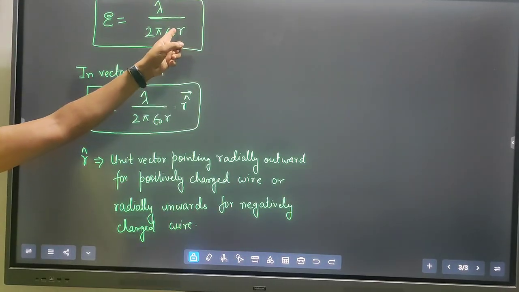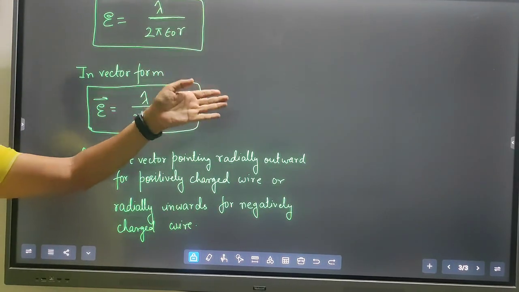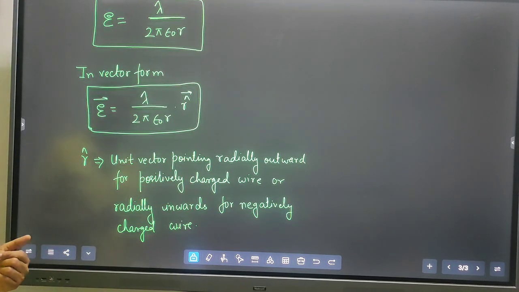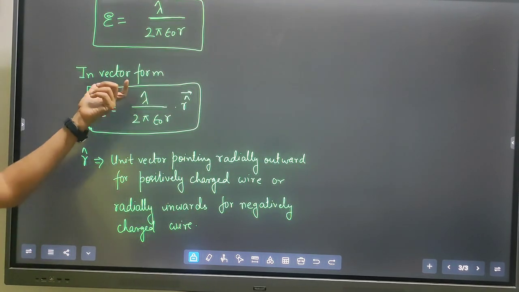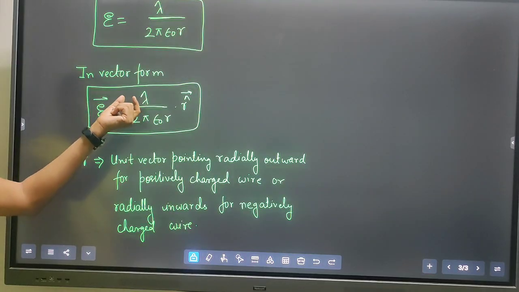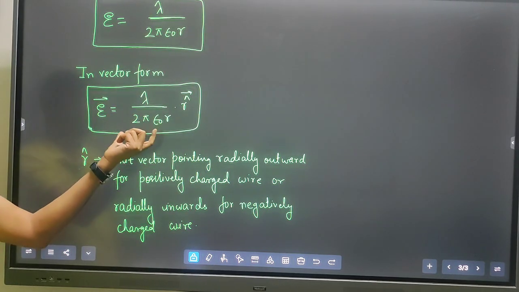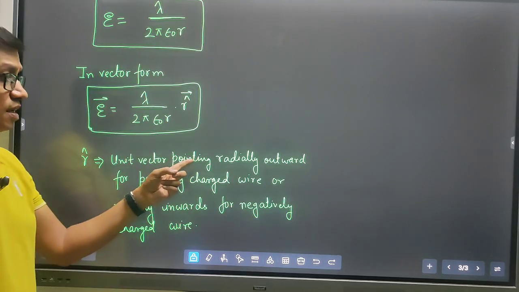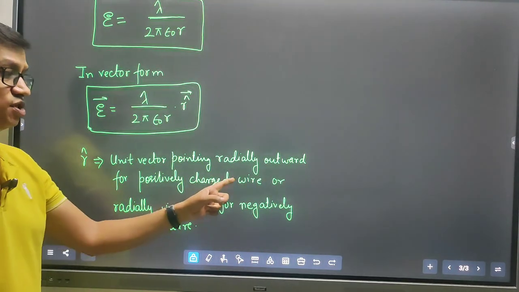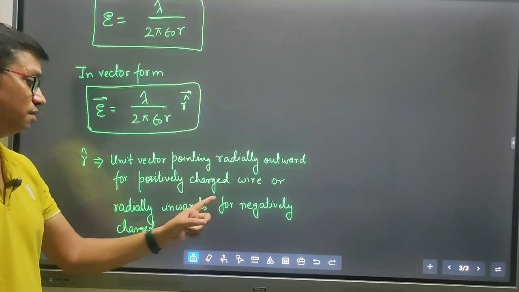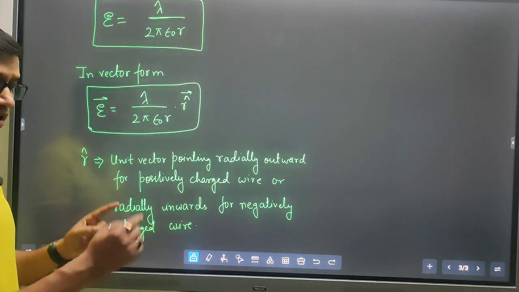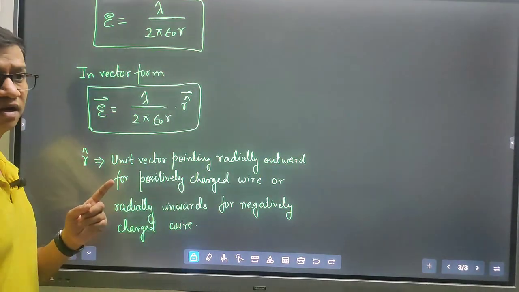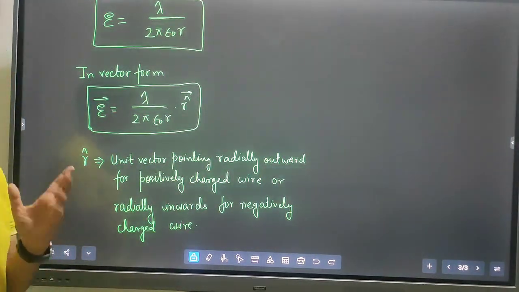Obviously it is inversely proportional to r. That means as you move away from the wire, the intensity of the electric field goes down, right? In vector form, this can be written as E vector is equal to lambda upon 2 pi epsilon naught r, no change in the value, times r cap vector. What is this r cap vector? It is a unit vector pointing radially outward for a positively charged wire, and radially inward for a negatively charged wire. So from the wire, it will be outwards for positive charge and towards the wire, inwards, for negative charge, right?